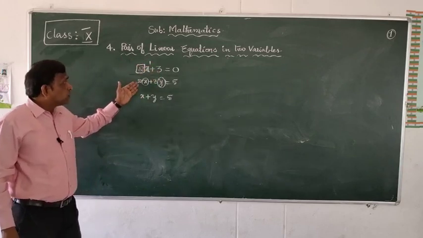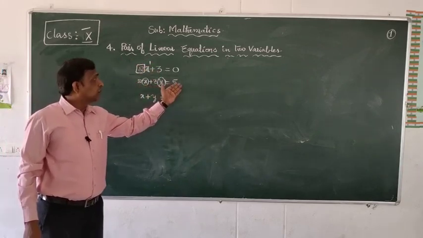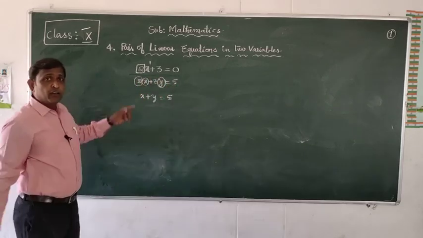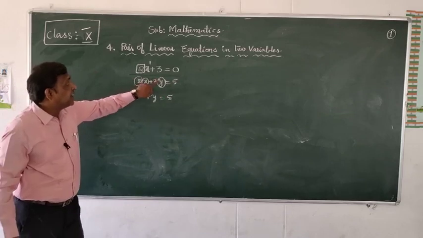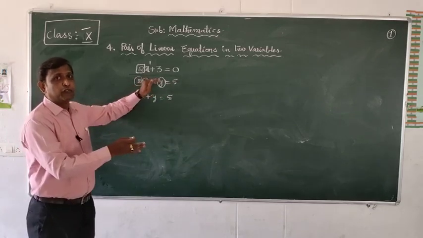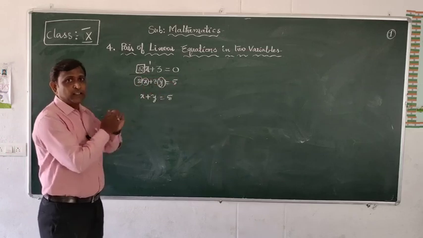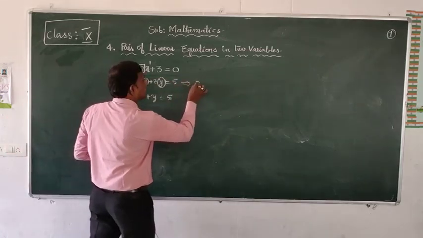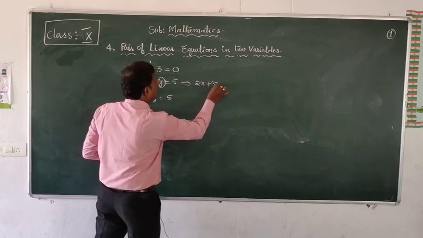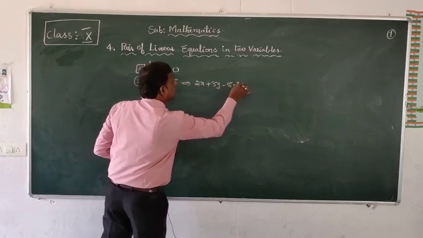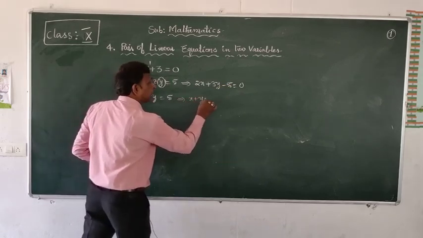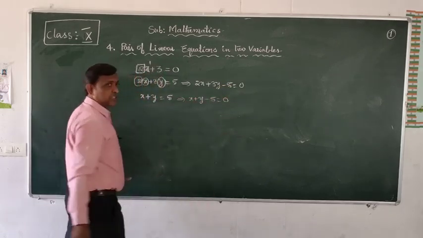And here you see 2x plus 3y is equal to 5. In this equation, 2 is the coefficient of x, 3 is the coefficient of y, and 5 is the constant. Generally we can write these equations as 2x plus 3y minus 5 is equal to 0, and x plus y minus 5 is equal to 0.